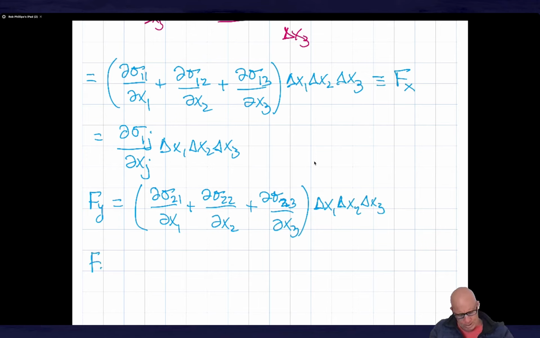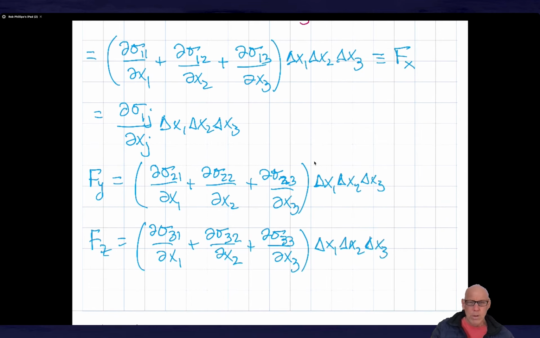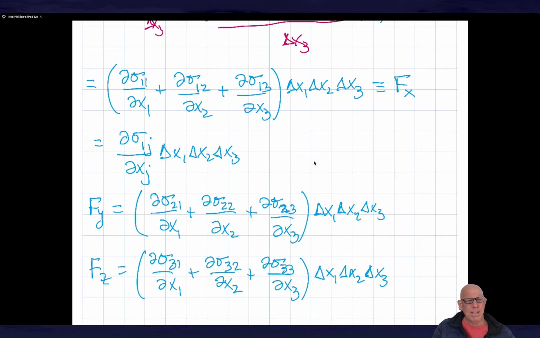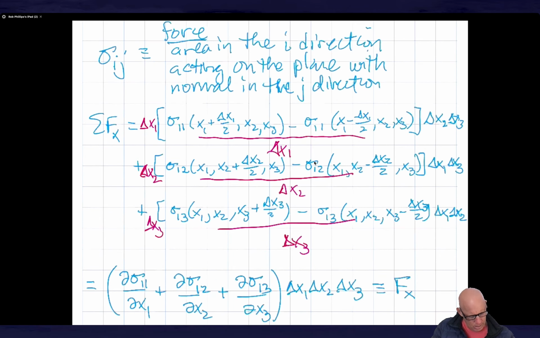Finally, there's an Fz, and that's of the form d sigma 31 dx1 plus d sigma 32 dx2 plus d sigma 33 dx3, times delta x1, delta x2, delta x3. So I've got three equations, each of which tells me how to find the force in one of the three Cartesian directions. And what I need to do now is balance this, so this is equal to F, so I have F equals ma. Let me add a page here, and let's keep going.